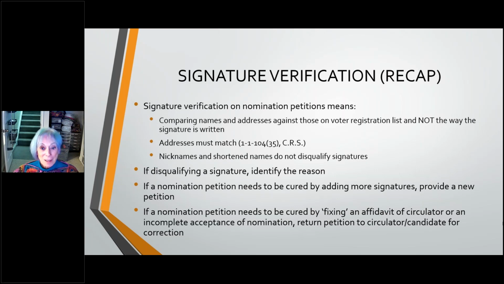However, if the petition needs to be fixed or cured, and what you're fixing is something wrong with the affidavit of circulator, or there's an incomplete acceptance of nomination, for example, they didn't date it or something like that, then what you do is you return that original petition to the circulator, or actually to the candidate, who may or may not be the circulator, for the correction. And it's a matter of adding something, or the wrong date or the wrong year. I mean, there's all kinds of things. So new signatures, new petitions, fixing the circulator affidavit or the acceptance, just return it to them.